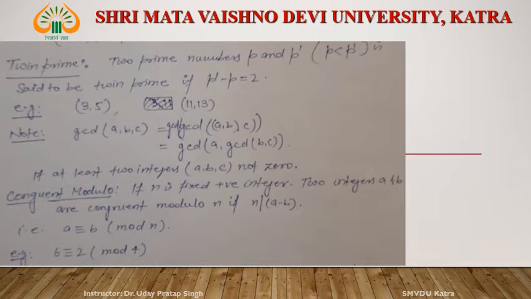What is a twin prime? Twin primes are those primes. Two primes P and P dash are said to be twin primes if P dash minus P is equal to 2. Then 3, 5 differ by 2, and 11, 13 differ by 2, right?